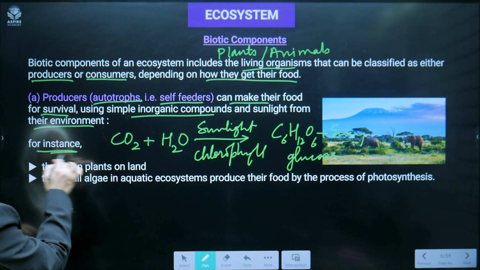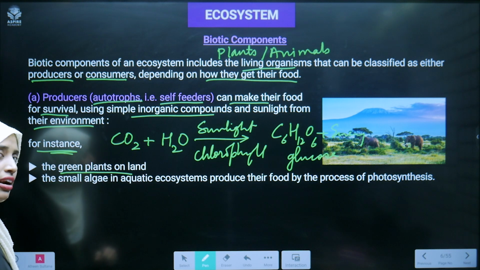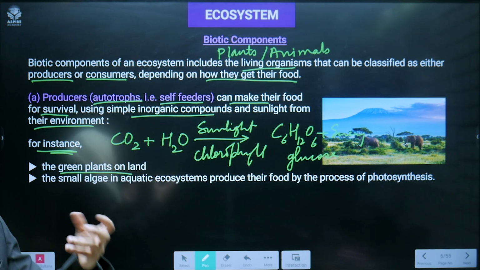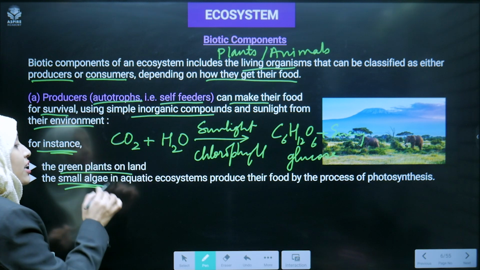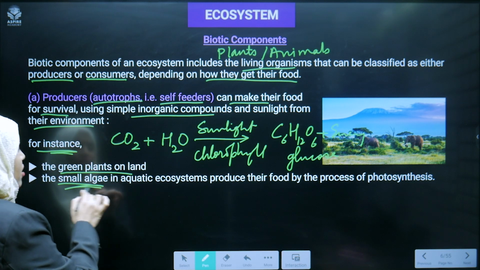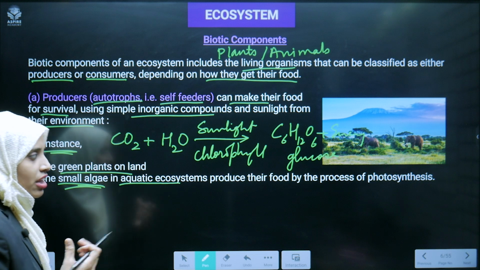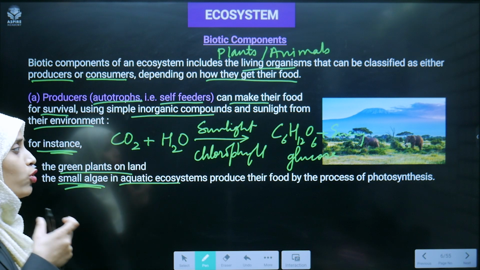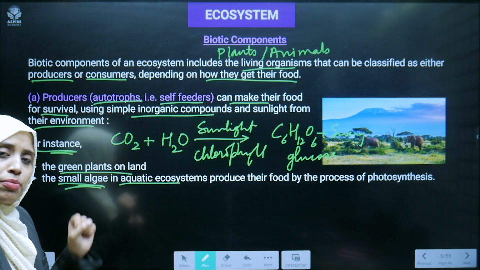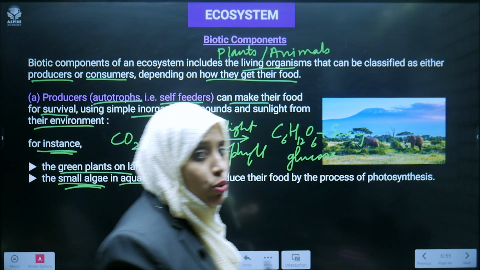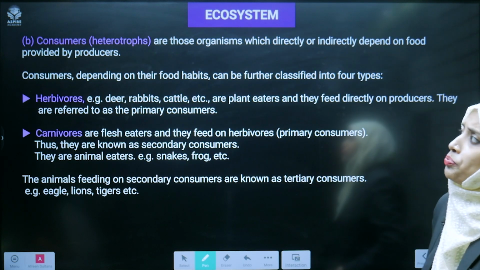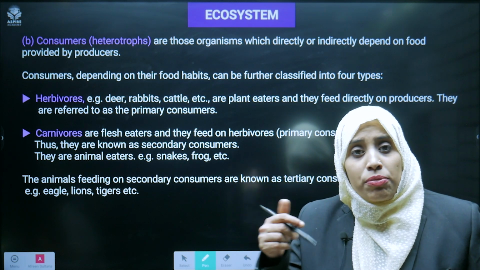Okay, so for instance, let's see the green plants on the land, they are the producers. On the ground, whatever green plants you see, they are the producers. Even the algae, the small aquatic algae, you can call them producers too. Algae, which are very small and found in the aquatic ecosystem, are also producers. So in a pond or aquatic ecosystem, algae are the producers, and on the land, the plants are the producers. So producers can prepare their food with the help of sunlight.